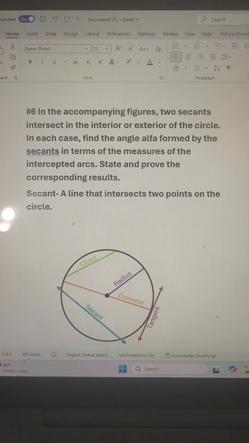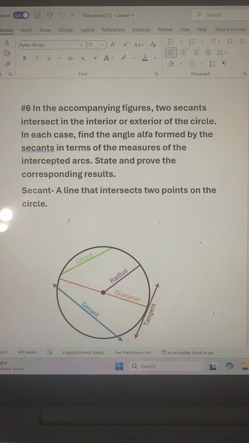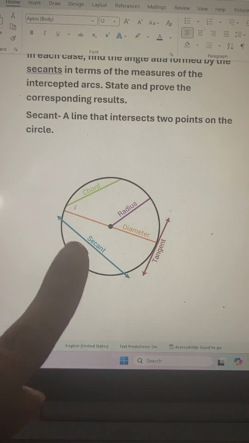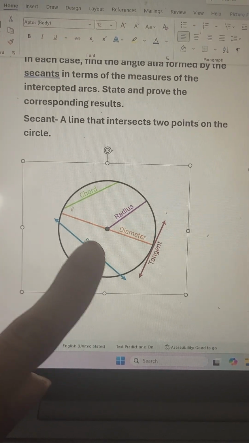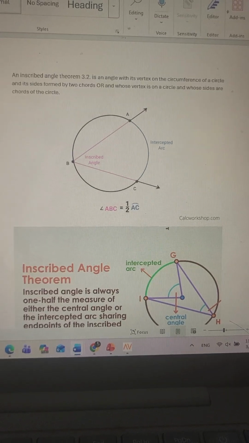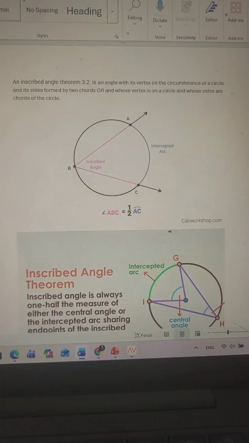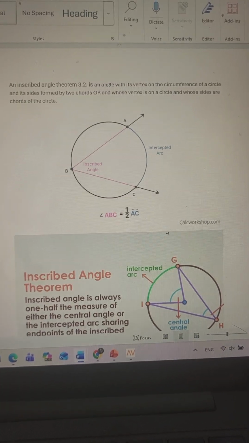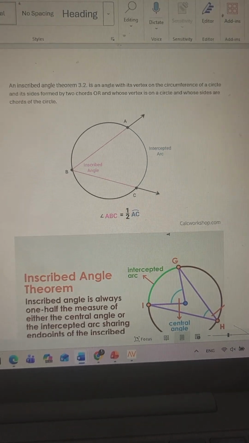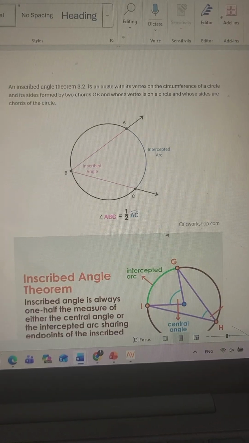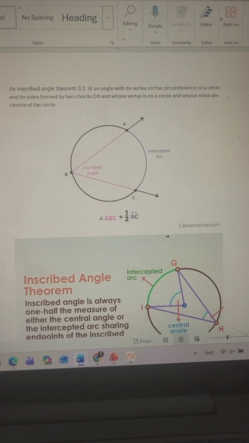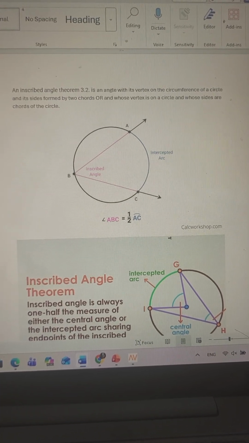I also put that a secant is a line that intersects two points on the circle. So this is one example here. You can see here that this is a secant line, and then you have the chord, radius, diameter, and tangent. I also added the definition of an inscribed angle, theorem 3.2, which is an angle with the vertex on the circumference of a circle and its sides formed by two chords, and whose vertex is on a circle and whose sides are chords of the circle.